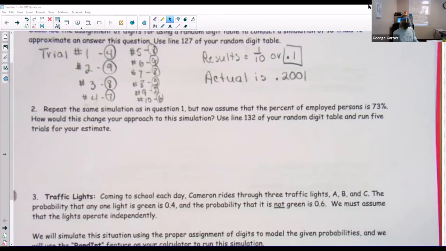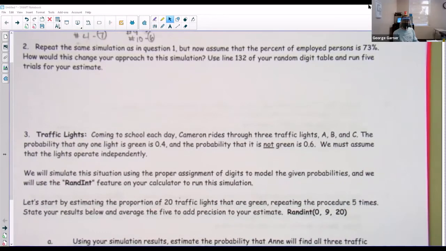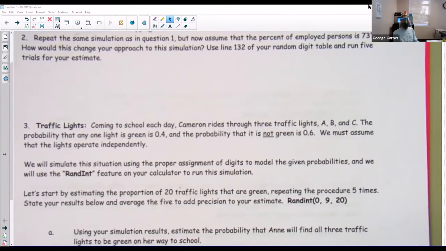All right, so we're going to do another one with the random digit table. It's the same simulation question, but now they changed the employed percentage from 70 to 73%. So now we don't have a 70-30 split. We've got a 73-27 split. I don't think we can get by with single digits anymore. So we're going to have to assign our digits differently, and we need more detail. So we're going to have to go with double digits.